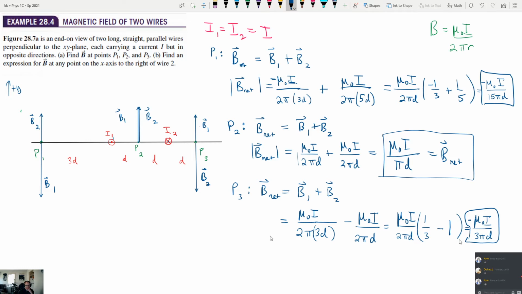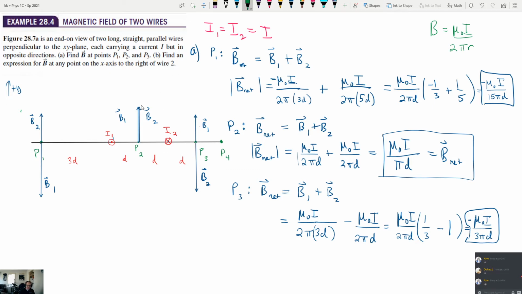Okay, so all of this was part A. And then part B says, find an expression for B at any point on the x-axis to the right of wire 2. So there's a little bit of room in here. Let's come to another point right here. We're using green for the points, right? So let's call this point 4.